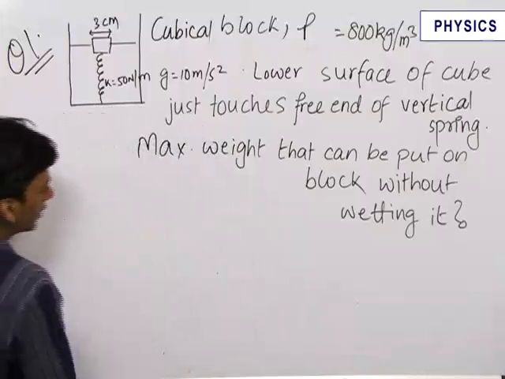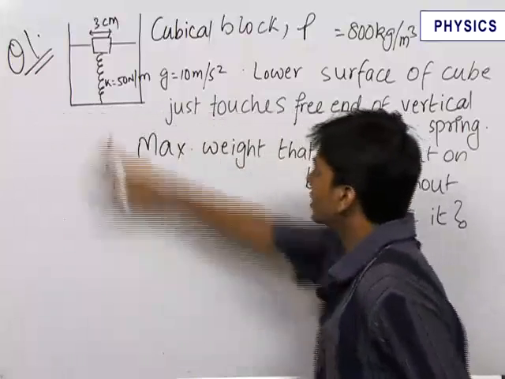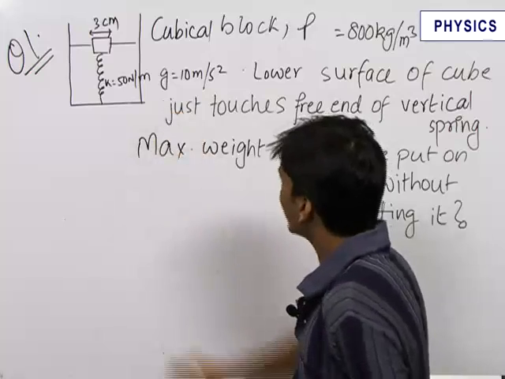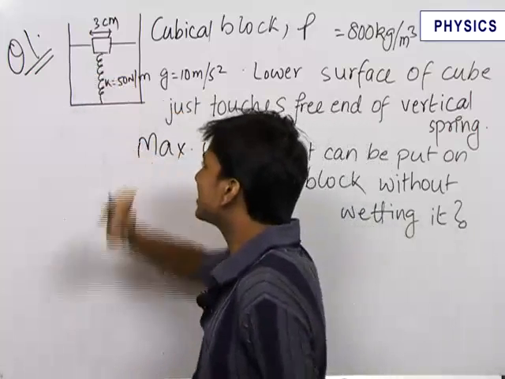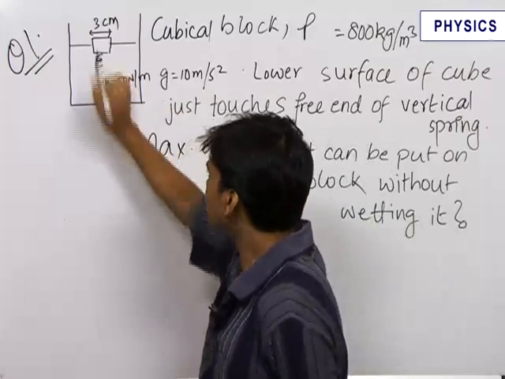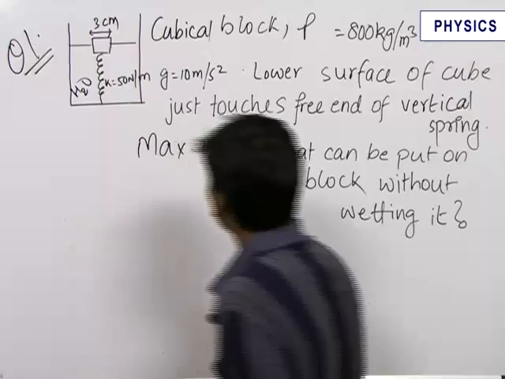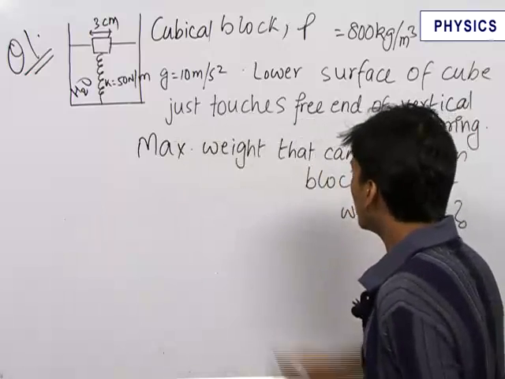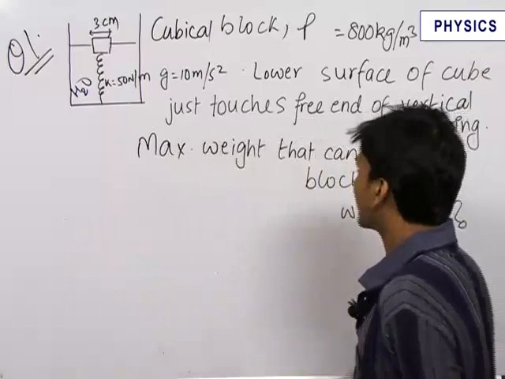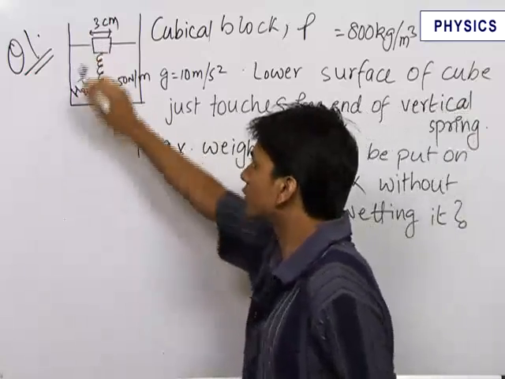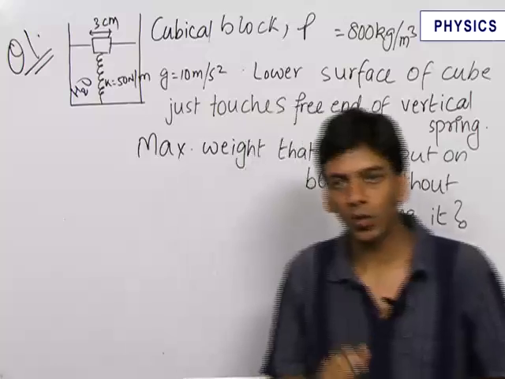So in this question we first begin with, there is a cubical block of height 3 centimeters, and the lower surface of the block just touches this spring when it is floating in water. This is water. Now we need to find out what is the maximum weight that can be put on this block such that this block does not sink totally in the water.